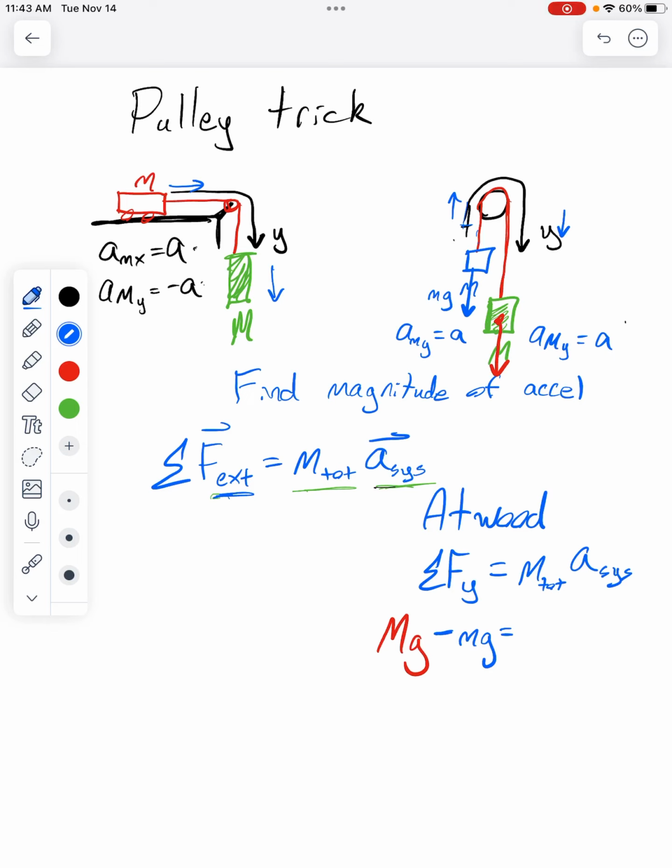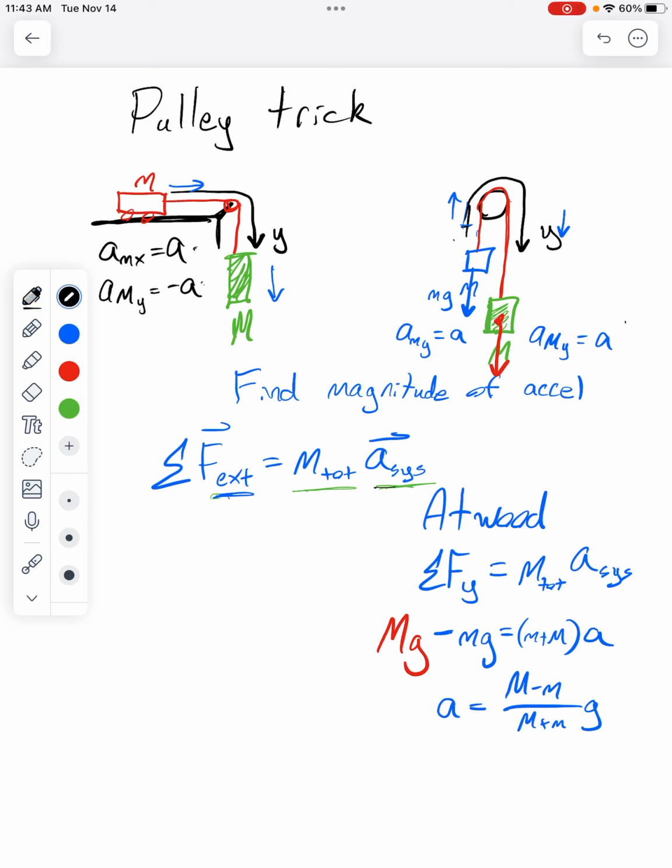Well, that is equal to the total mass, little m plus big M, and the acceleration of the system is what we just called a. So there we go. a is equal to big M minus little m over big M plus little m, times g. Boom, 2 lines. 3, I guess, if you count writing out the equation.